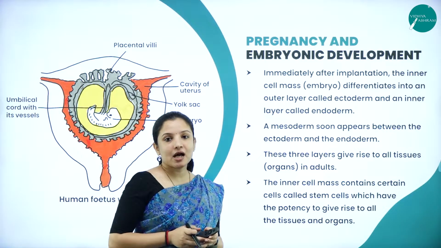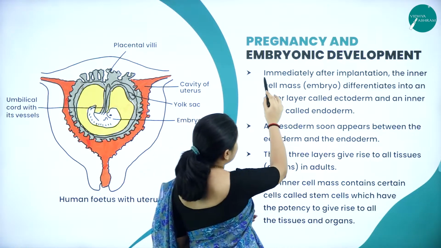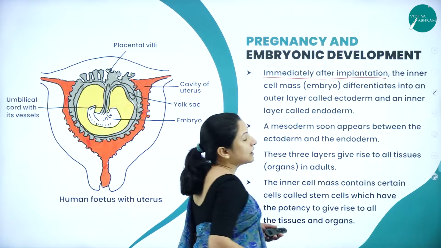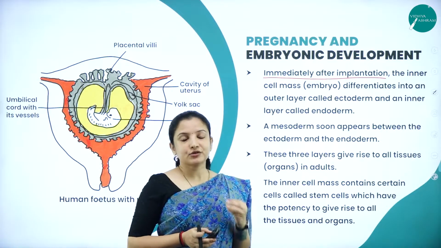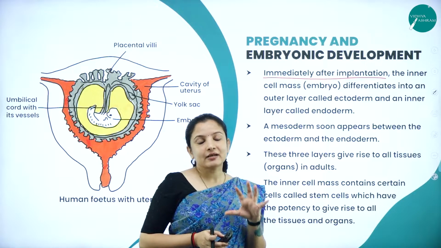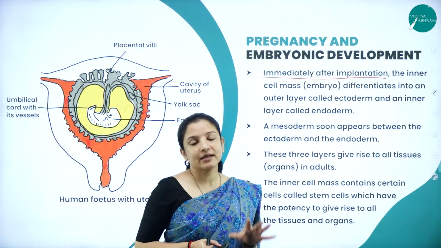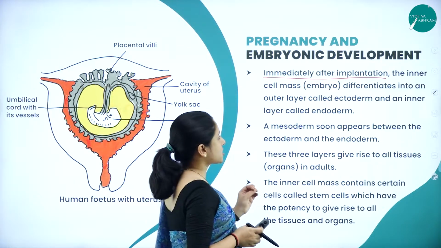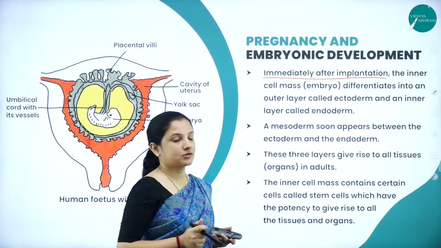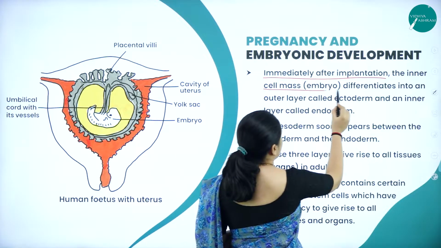So, immediately after the implantation. So, where does the implantation occur? If you remember, in the previous session we had discussed, the blastocysts that were formed get embedded or implanted in the endometrium of the uterus. And after implantation, the inner cell mass of the embryo.